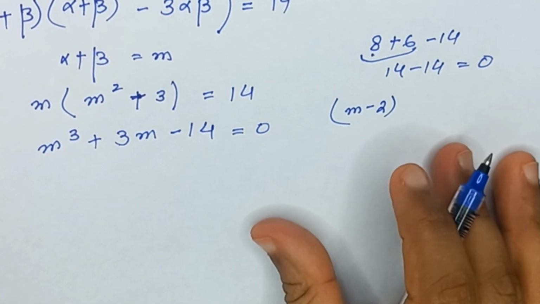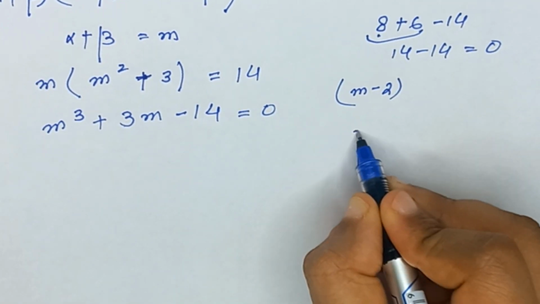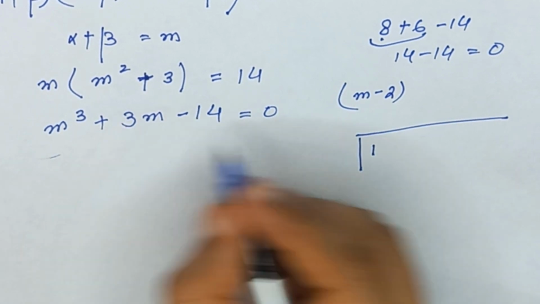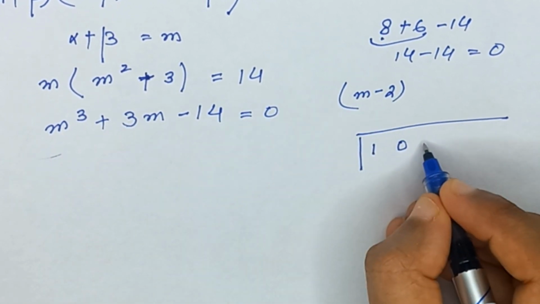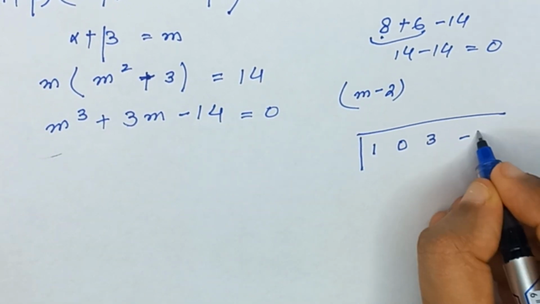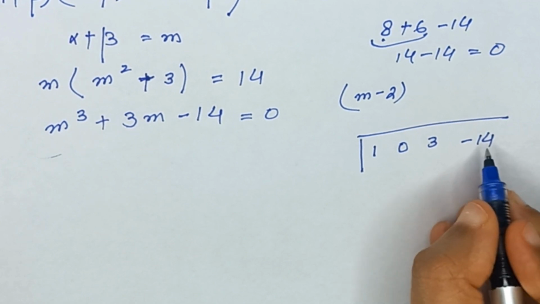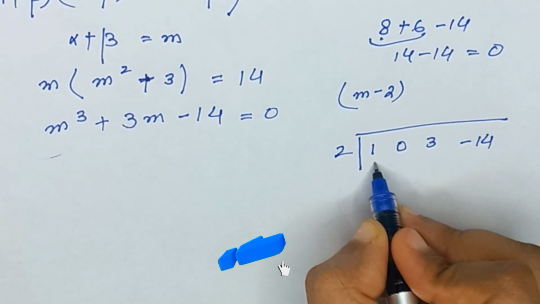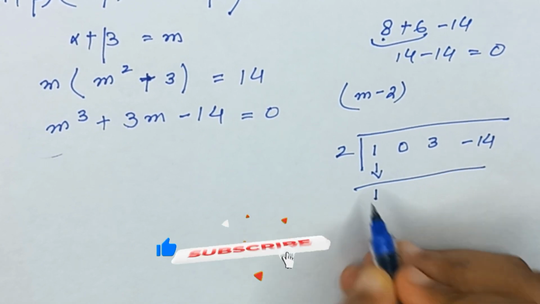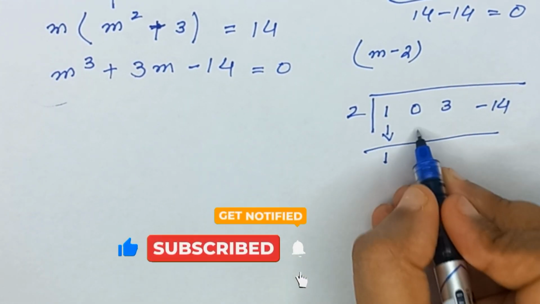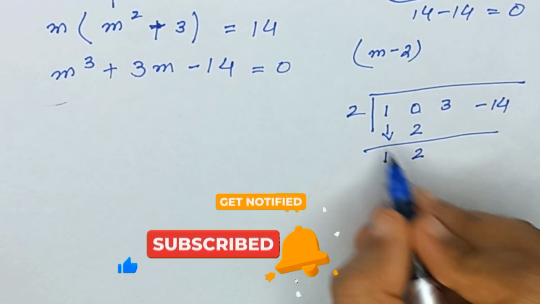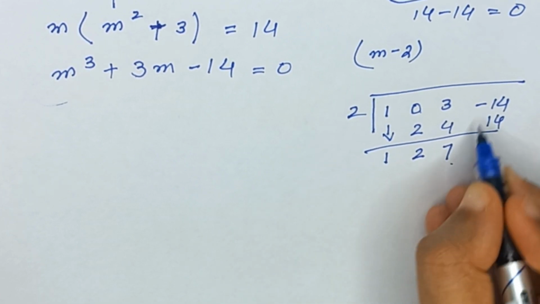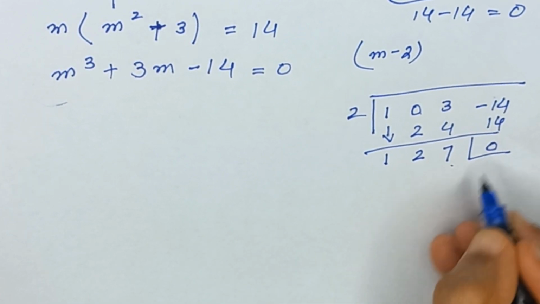Now I will apply here synthetic division. So the coefficient of m cube is 1, m square is 0, m is 3, and the constant is -14, and I will divide it by 2. Okay, first term will remain same. 2 times 1 is 2, 0 plus 2 will be 2, 2 times 2 is 4, then 4 plus 3 will be 7, 2 times 7 is 14, so it will give us 0 remainder.